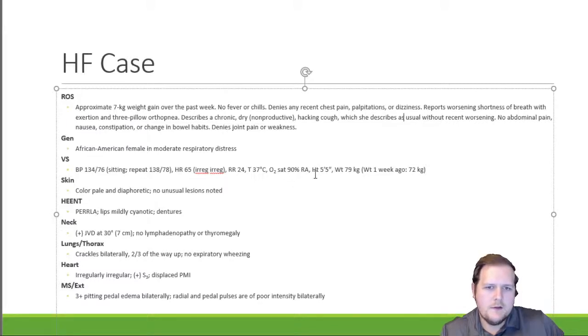And again, why are you thinking she's got a low O2 stat? Well, probably because all that fluid's building up on her lungs because of the CHF exacerbation, preventing exchange of oxygen, right? And then you can see the weight there, about a 7 kilogram bump. So anyway, color's pale, diaphoretic, makes sense there.